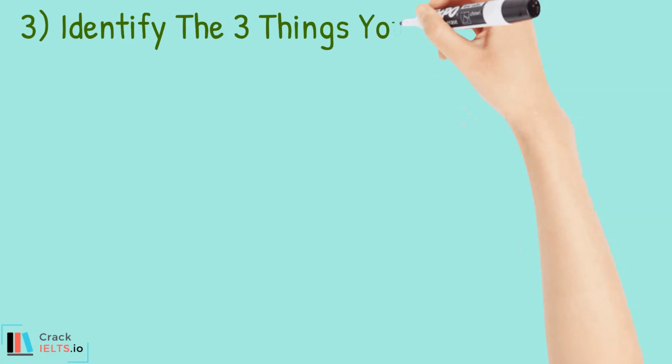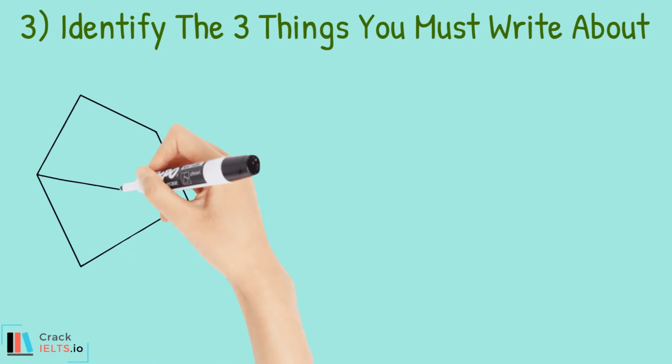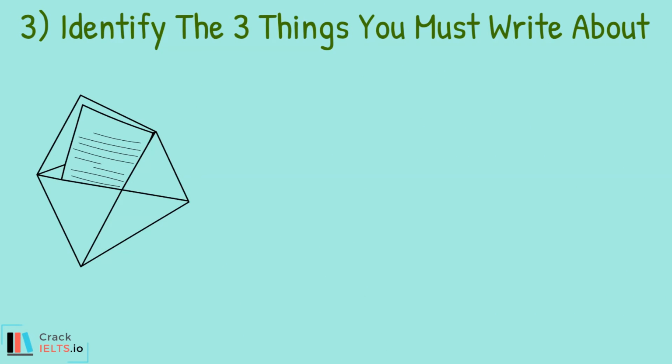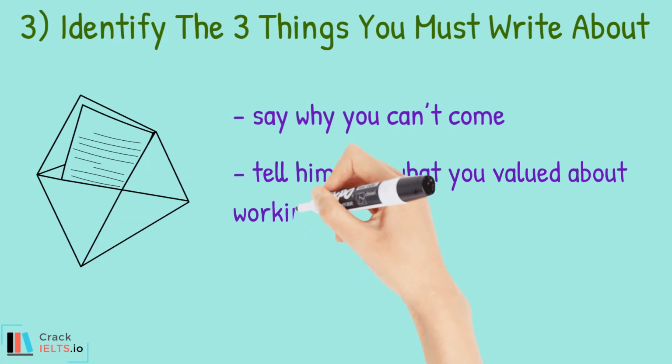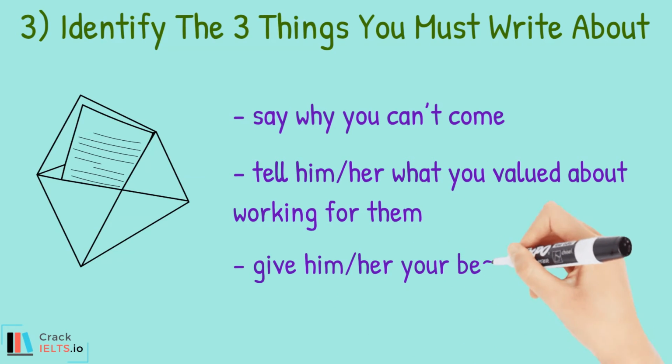Next, identify the 3 things you must write about. You must include 3 things in your letter. They will be shown in the 3 bullet points in the question. As per the sample question, here are the 3 points. Say why you can't come, tell him or her what you valued about working for them, and give him or her your best wishes. You don't need to write about anything else.